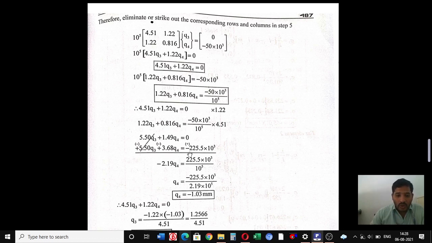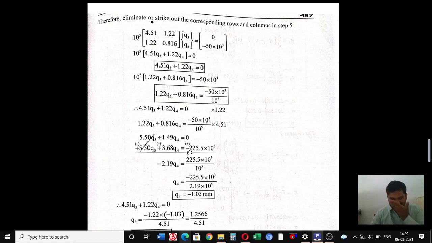So after that, our intention is we want to cancel the terms. For that reason, instead of the positive sign we are using the negative sign, and here instead of the negative sign we are using the positive sign. So here above is positive, below is negative, so these terms will be cancelled. The remaining is 1.49 minus 3.68. If you subtract this value, you will get minus 2.19 Q4 equal to this.